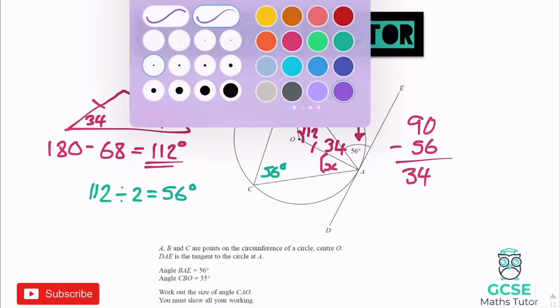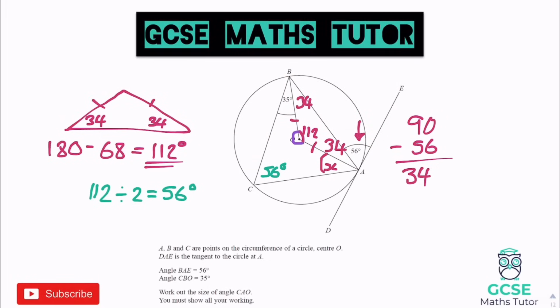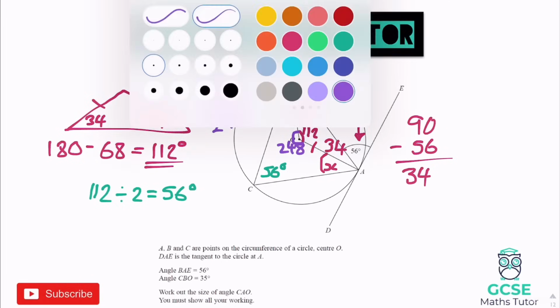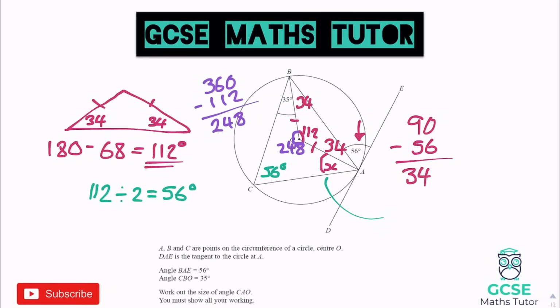So if we go about just finding this reflex angle opposite the 112 here, we could do 360, take away the 112, and that gives us 248. There we go, so that one there is 248. And now we've got three of the four angles in the quadrilateral, so we can actually work this one out straight away now.